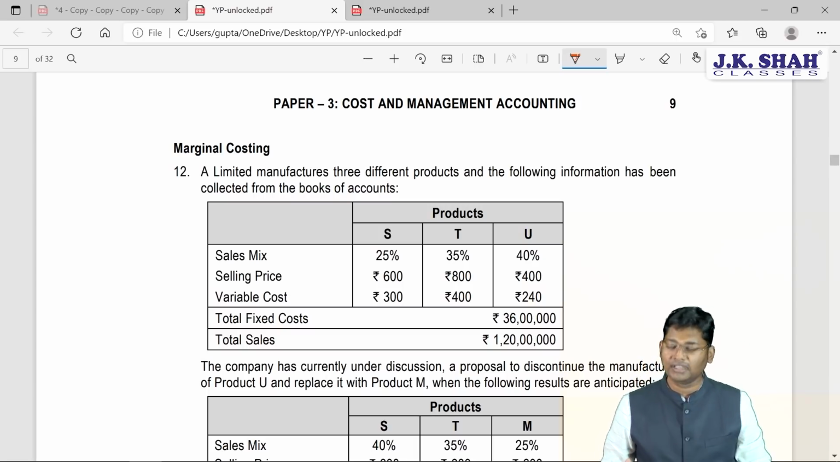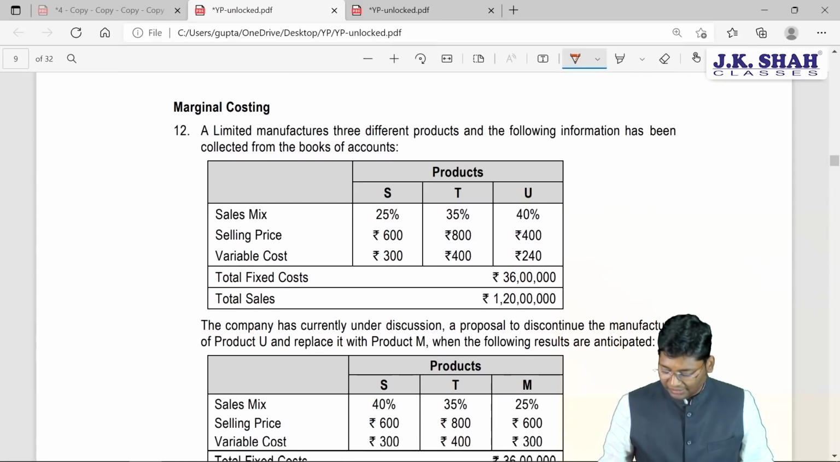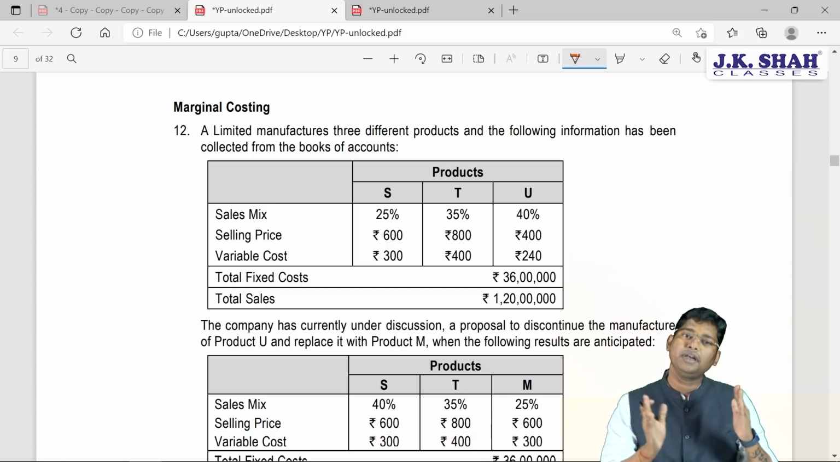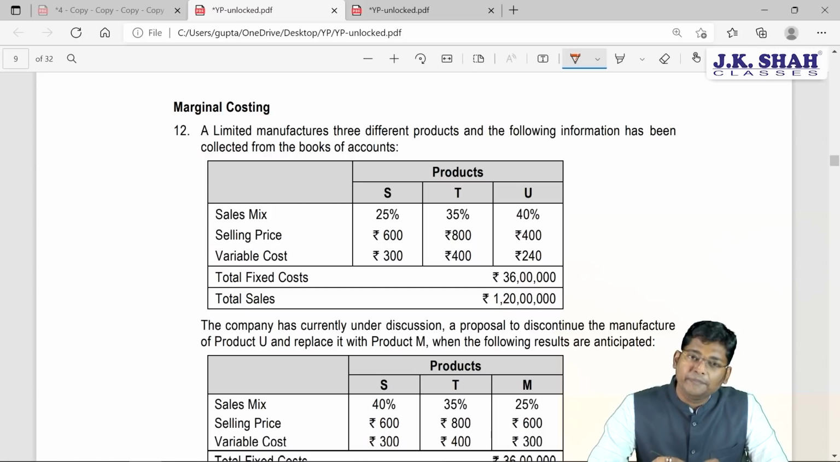Let's see what all information is given in this particular question. There are three products, S, T and U. Their sales mix is given. Means whatever total quantity has been produced by the company, out of that quantity, 25% quantity is of product S, 35% quantity is of product T, and 40% quantity belongs to product U.